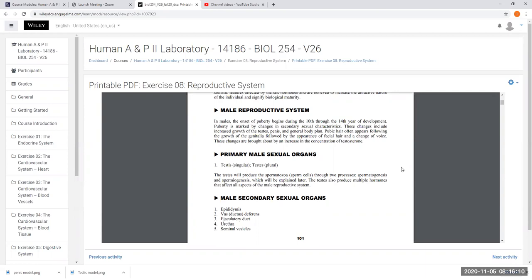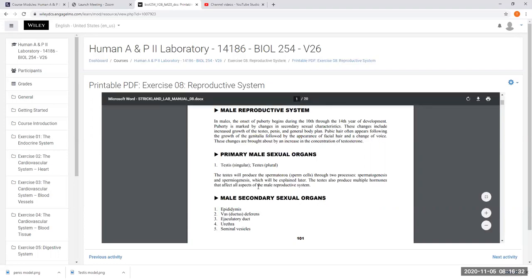The primary sexual organs are the organs that produce the gametes. That is to say, the testicles produce sperm, we know that, in the male, and in the female, the ovaries produce the egg cells. So in the male, the primary sexual organ obviously will be the testes. That's plural, testis is singular.